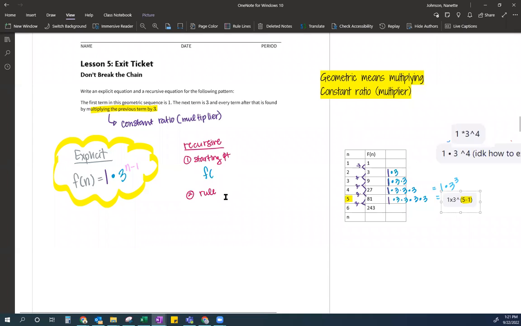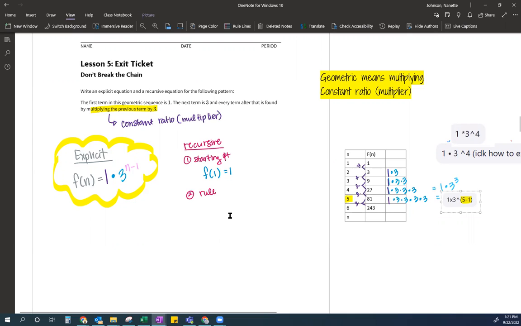Now, the rule part is really right here. It says the next term is 3, and every term after that is found by multiplying the previous term by 3. So I'm going to give you two choices in the chat. Can you write this out in words or in function notation and try to see if that makes sense to you? So I just need the recursive rule part, not the f of 1 is 1.